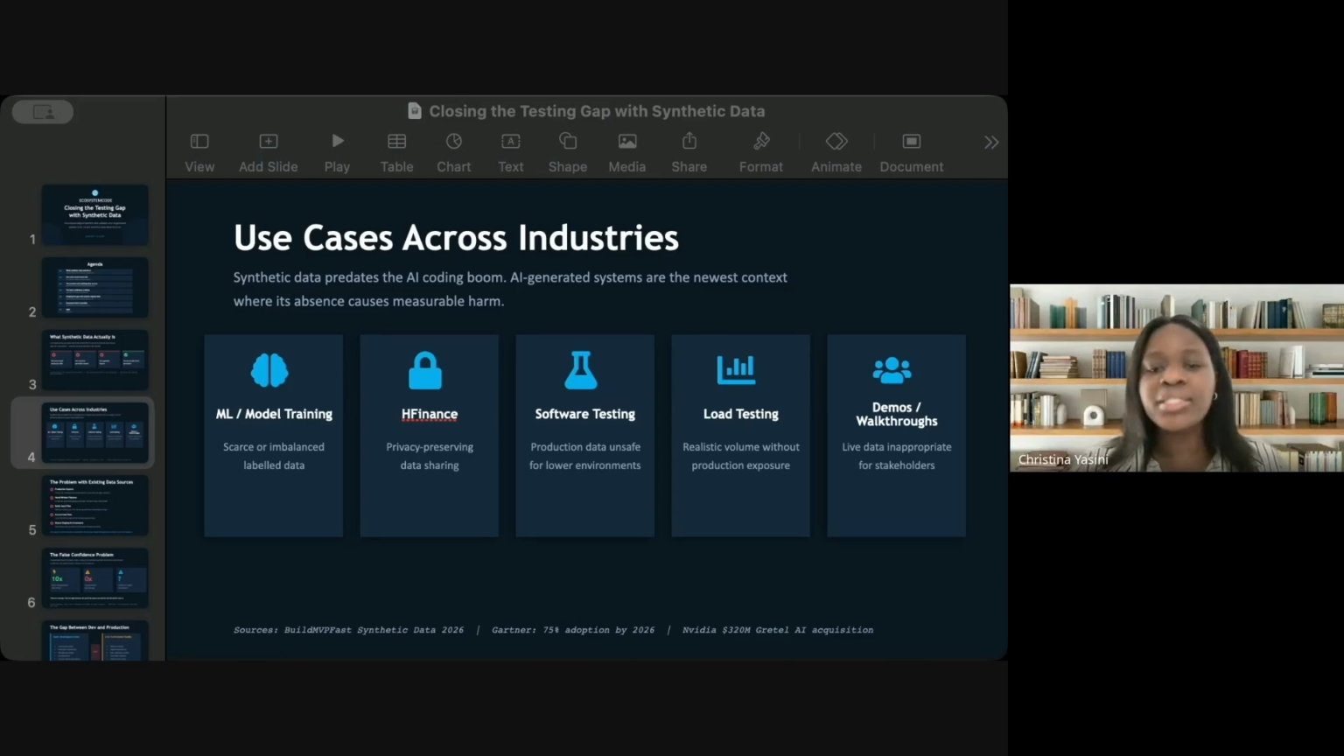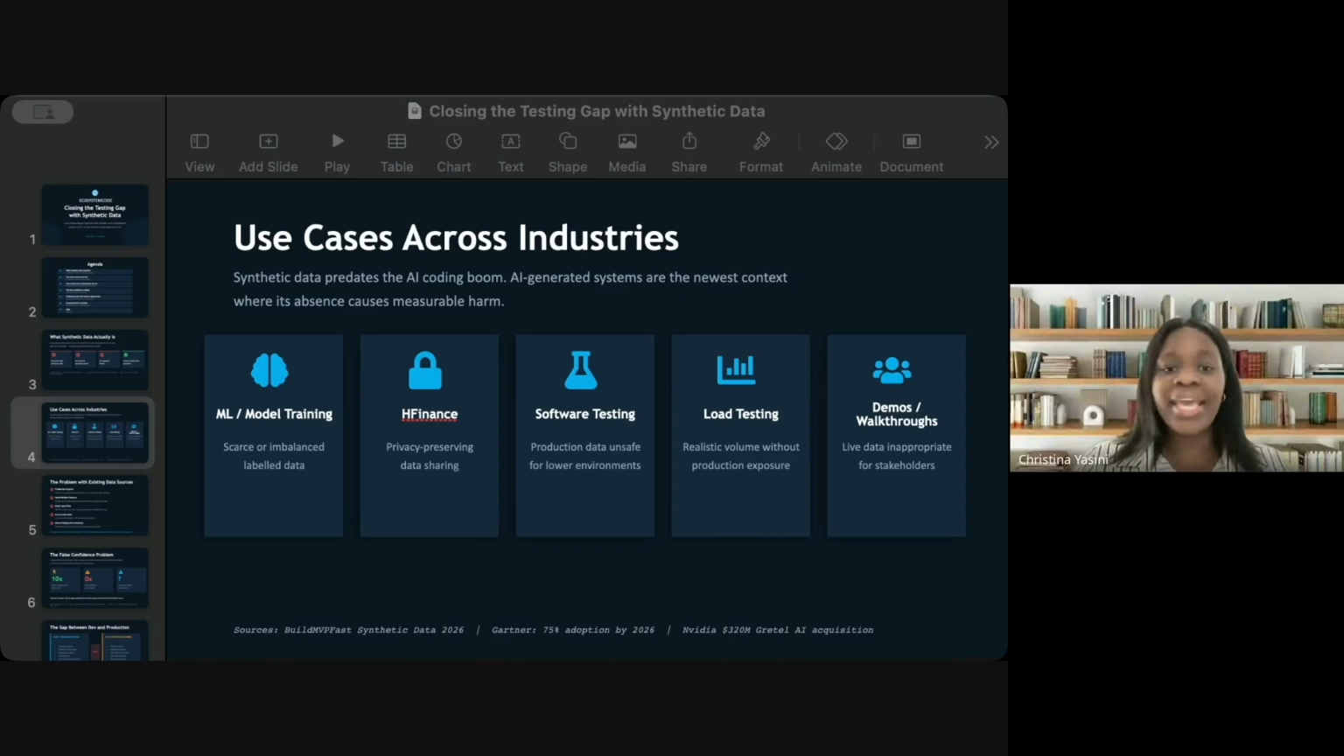And so for any enterprise that is building AI-driven decision systems, whether this is risk scoring or demand forecasting or customer segmentation, this is a practical necessity, where you want to be able to test the system that you're building before you actually deploy it into production.